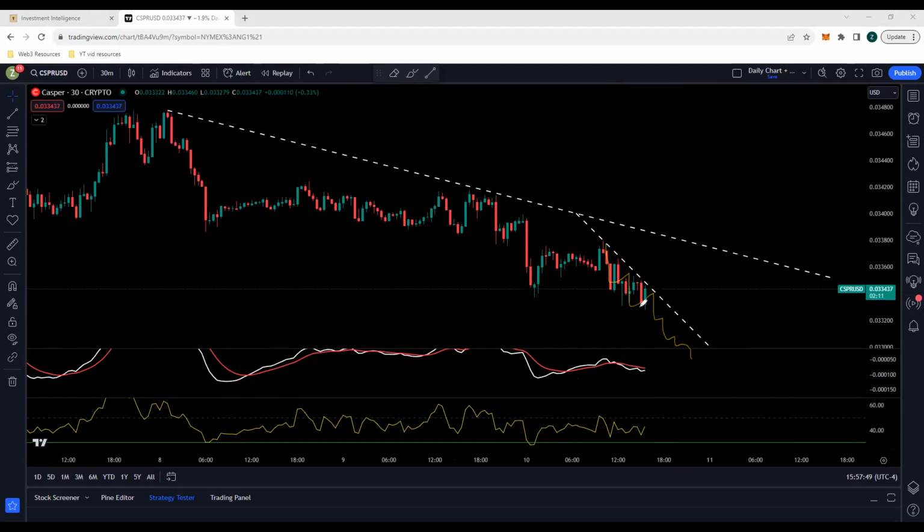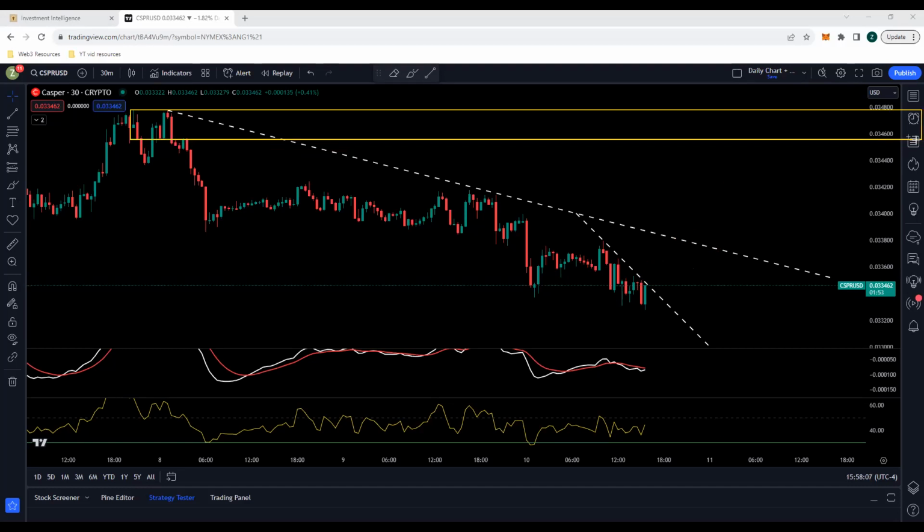And so if you can actually break out through this trend line, then there's a high probability you come up and test the second trend line. And when you break through the second trend line, the way the pattern works is you're supposed to go up towards the origination of where the pattern began, which would put Casper somewhere in this area right over here. Okay, so this would put it at 0.0346 up to about 0.0348.